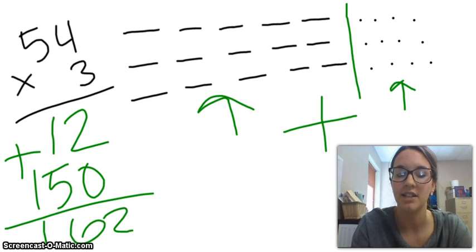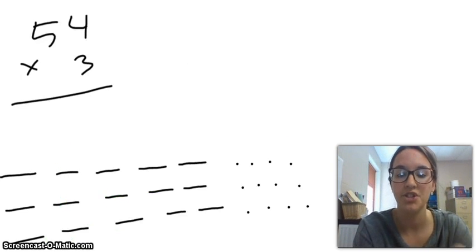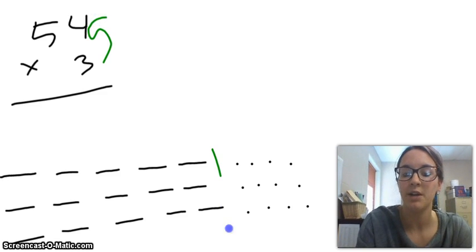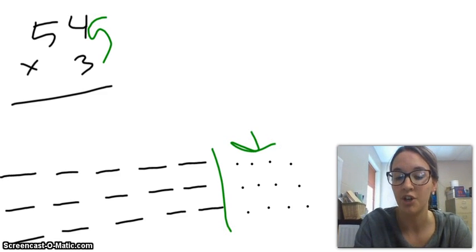I'm going to take us to the next step right now, and I'm going to show us how we can take those arrays and use an actual algorithm with them. So here I have 54 times 3 again. I have the same array, I have the same number sentence, but I'm going to show you a way to use an algorithm. Now when we do the algorithm, we're going to still start with the ones, almost like we were starting with the ones in our array.